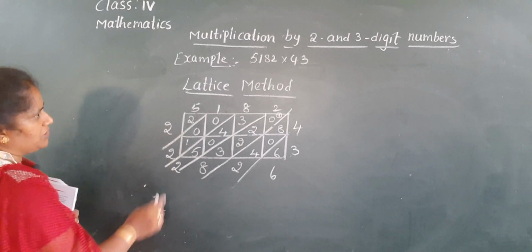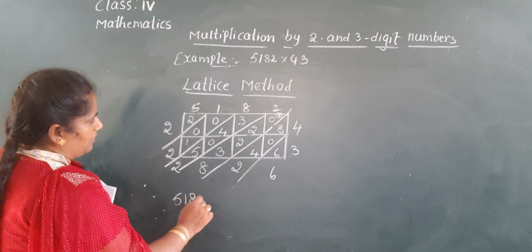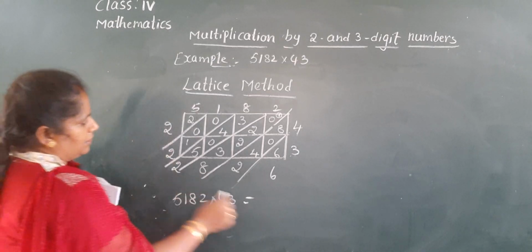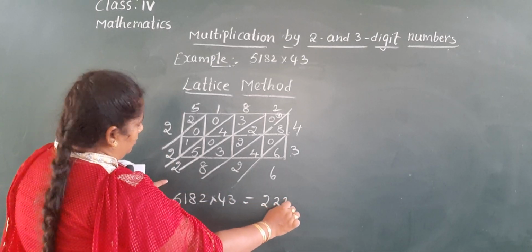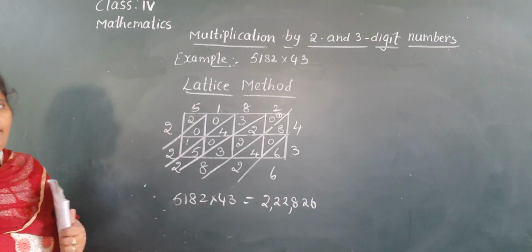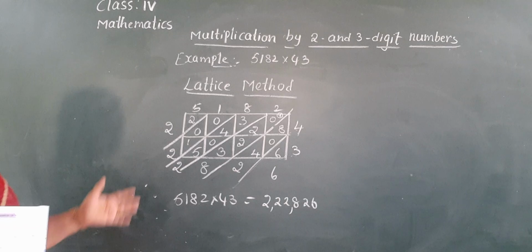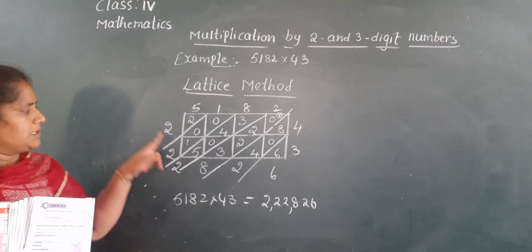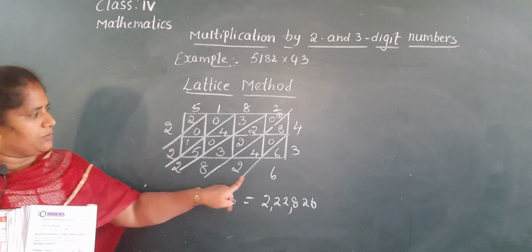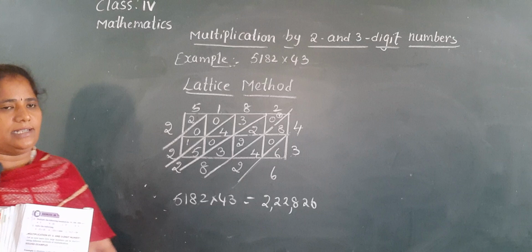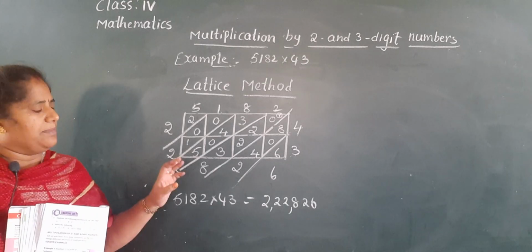Now we have to arrange these numbers. So 5182 into 43 equal to, start from the left side: 2, 2, 2, 8, 2, 6. 2,22,826. So in this method also we get the same answer. Okay? 2,22,826. So it's a very, very easy method, children.